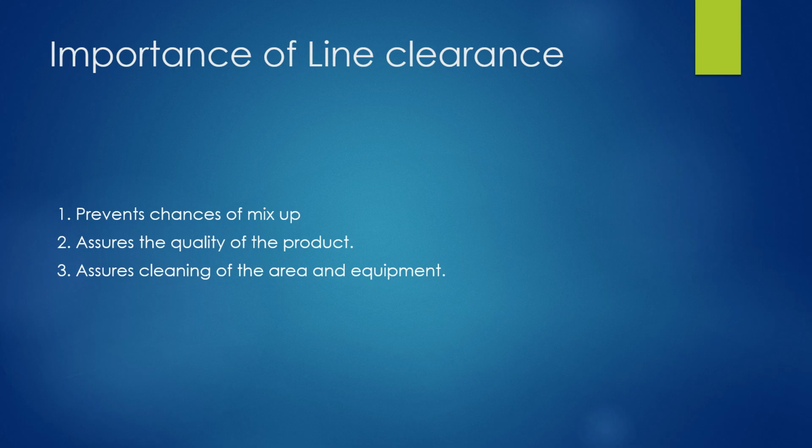Importance of line clearance. As we saw, line clearance is a very critical part in the pharmaceutical industry. It is a very important activity. The importance of line clearance is that it prevents chances of mix-up, assures the quality of the product, and assures cleaning of the area and equipment. So it helps to avoid mix-ups, to improve the quality of the product, and to assure that the particular area and equipment used for the manufacturing of the product are in a clean condition. This is the reason why line clearance is important in the pharmaceutical industry.